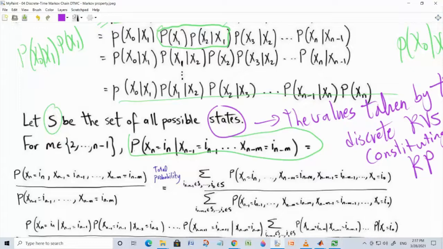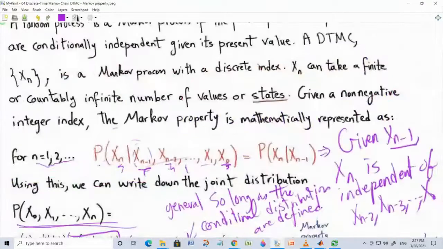Now, suppose that you have the probability of xn given xn minus 1, xn minus 2, xn minus 3, but you stop at xn minus m. Perhaps you do not obey the main definition, and you do not go all the way to x of 0.